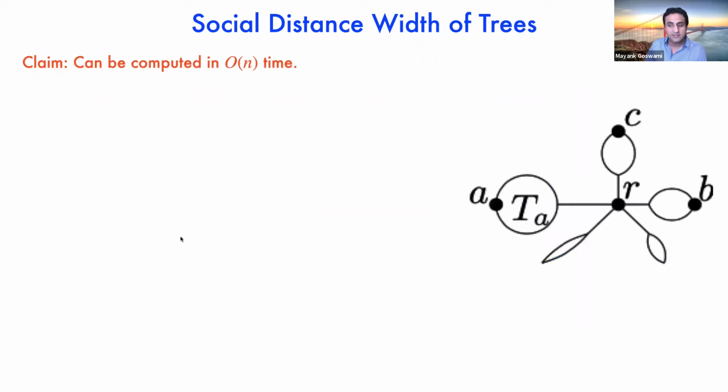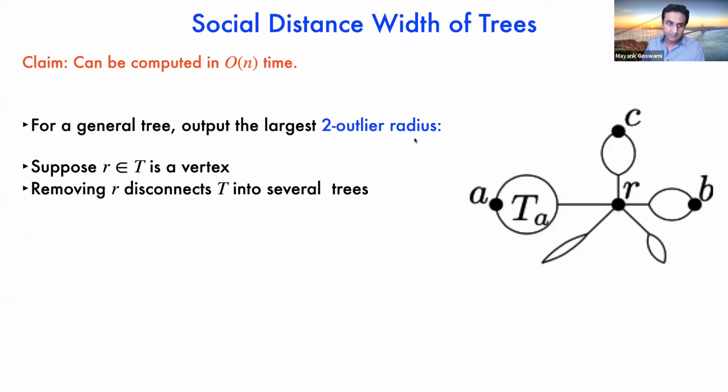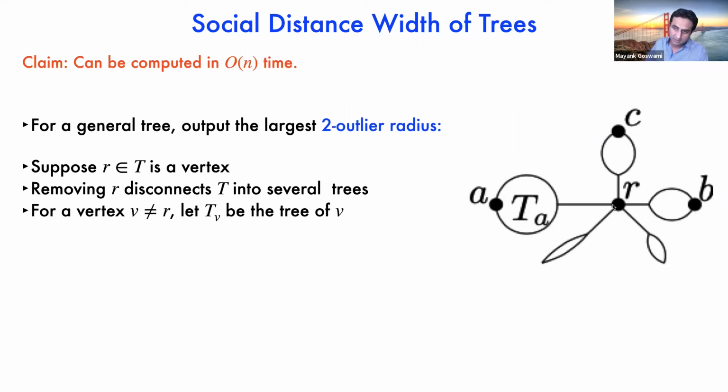And you can generalize this to any arbitrary tree. So the claim is that the social distance width of a tree can be computed in linear time. And the answer for a tree is the so-called largest two outlier radius. So what is the two outlier radius? Suppose R is any vertex in a tree. If you remove R from the tree, you get a bunch of smaller trees. And for any vertex V, let TV be the smaller tree where V would lie were R to be deleted. So for example, if this is a vertex A, then this is the tree TA that A would be in were I to delete R.